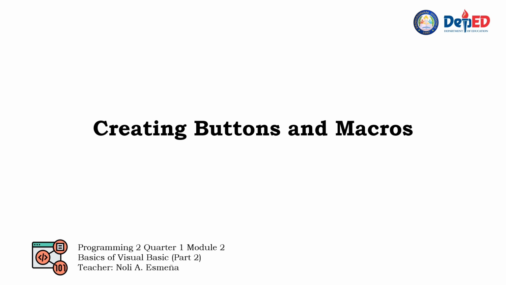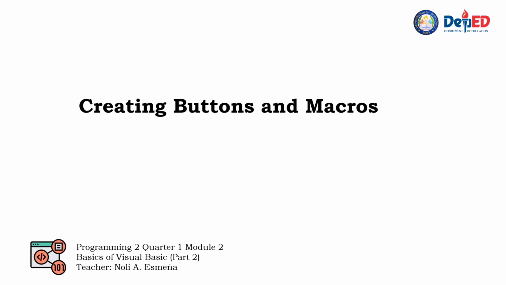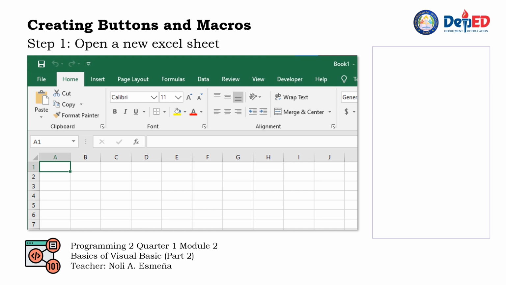One of the most basic things we should learn in VBA is creating buttons and macros. Let's get into it. The first step is to open a new Excel sheet. And before we move to the next step, make sure the Developer tab is visible on top of your worksheet.